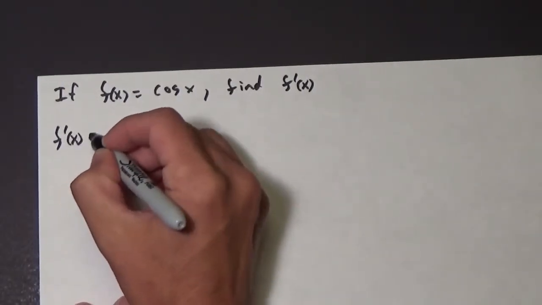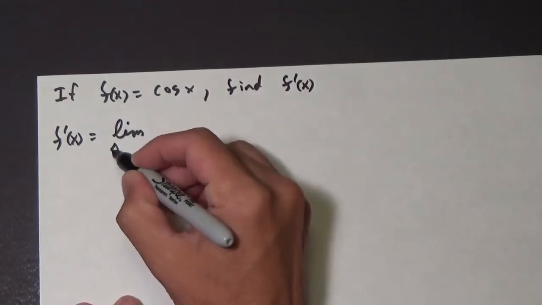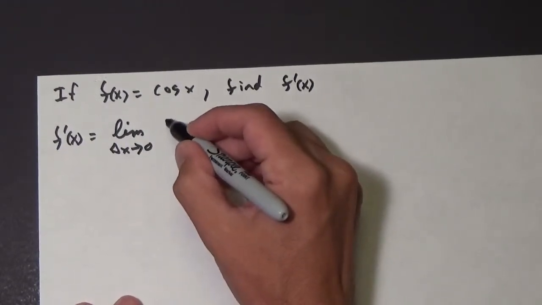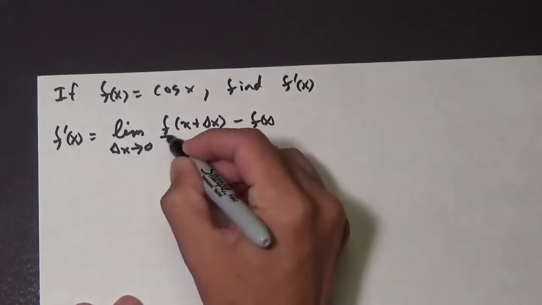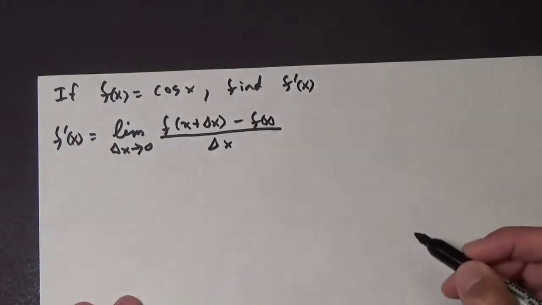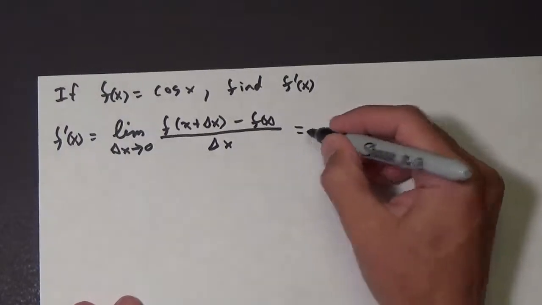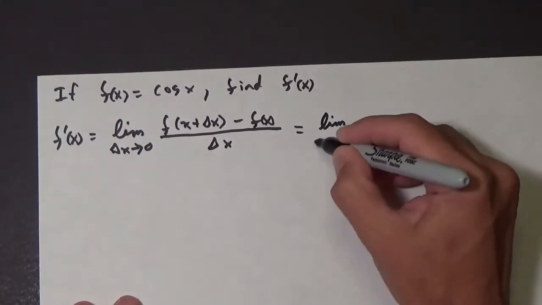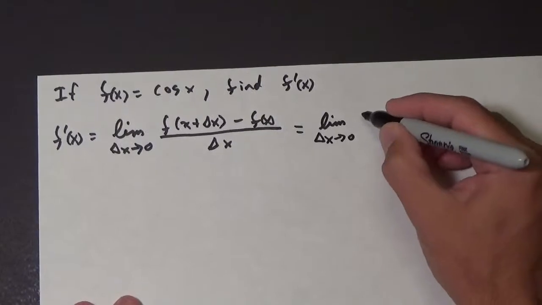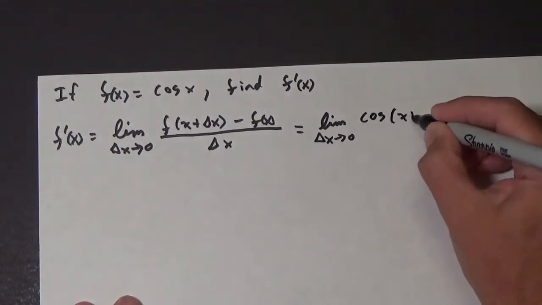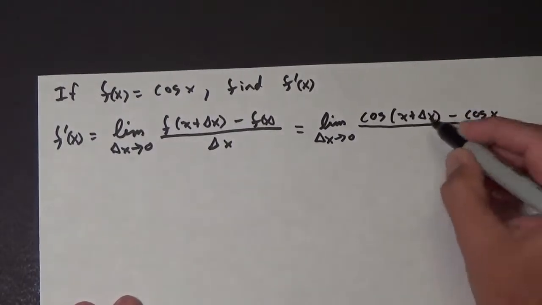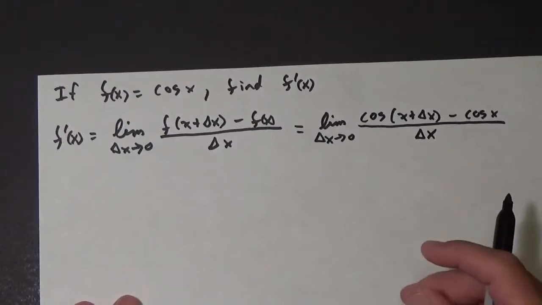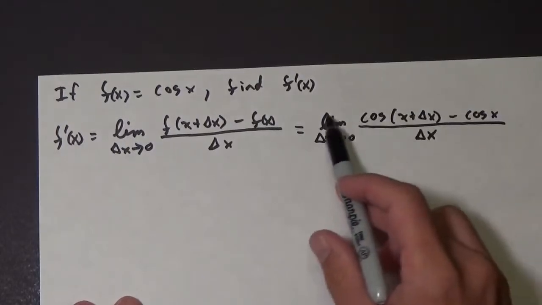Let's go through it again. f prime of x equals the limit as delta x approaches 0 of f of x plus delta x minus f of x all over delta x. So this will be the limit as delta x approaches 0 of the cosine of x plus delta x minus the cosine of x all over delta x. So we need to evaluate this limit.